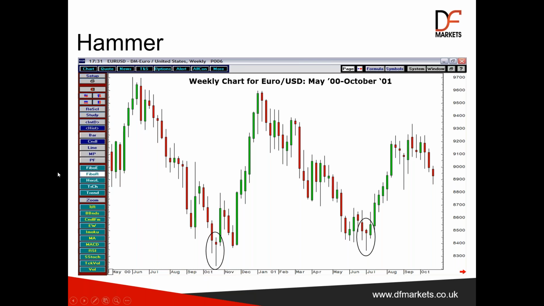Because you only ever see the candle. This is the last candle on this chart that we know about. Everything that comes afterwards does come afterwards. So when you would have seen these hammers, you may have been thinking, right, okay, that's the reversal. Market's going to go up next week.